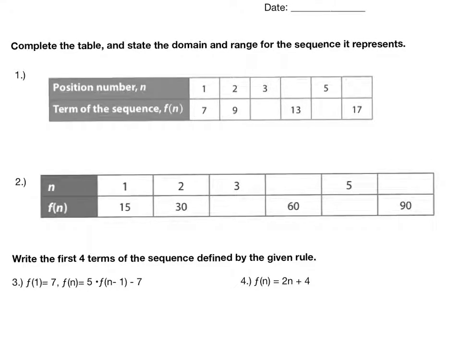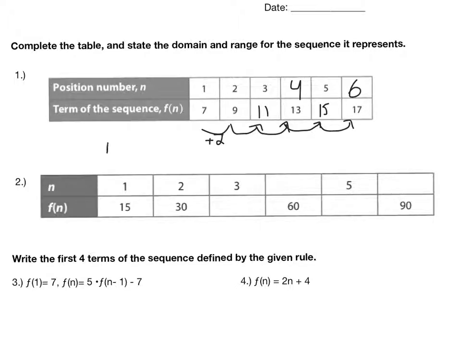Okay, so number one, complete the table and state the domain and range for the sequence it represents. So this is an arithmetic sequence, and it looks like our common difference is 2, right? We add 2 every time, plus 2. So that means our third term, 7, we jump from 7 to 9, and then from 9 to 11, and then from 11 to 13 on our fourth term, and then from 13 to 15 on our fifth term, 15 to 17 on our sixth term.